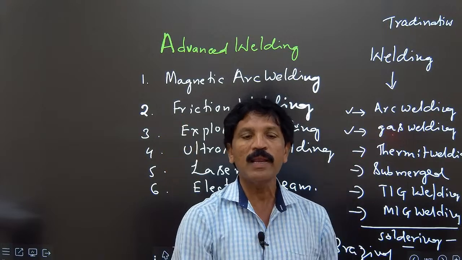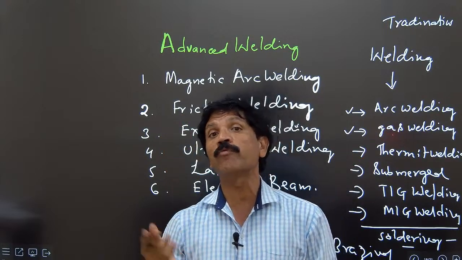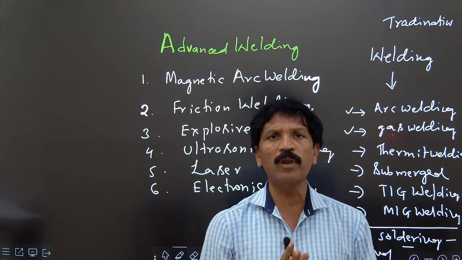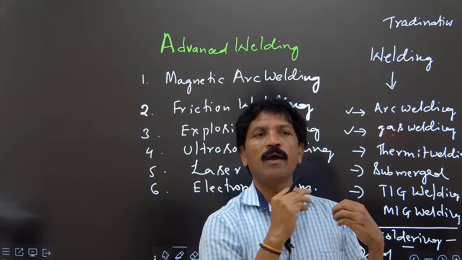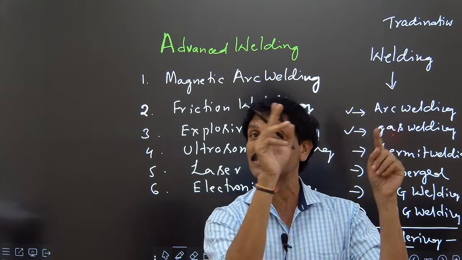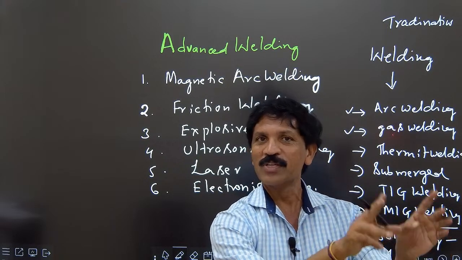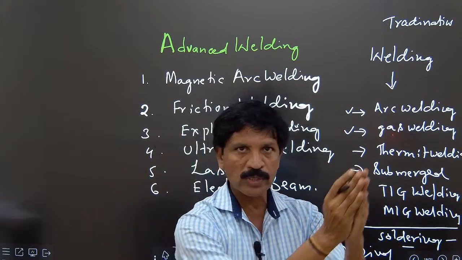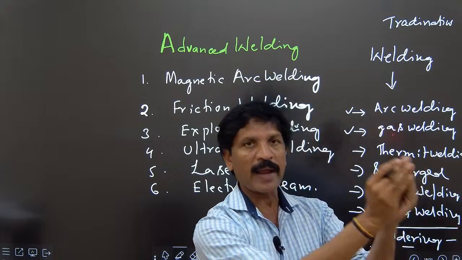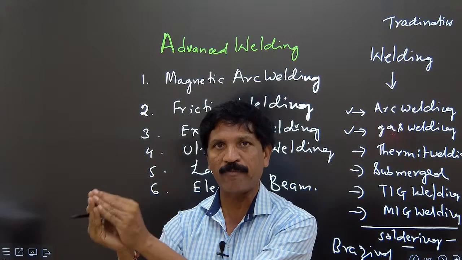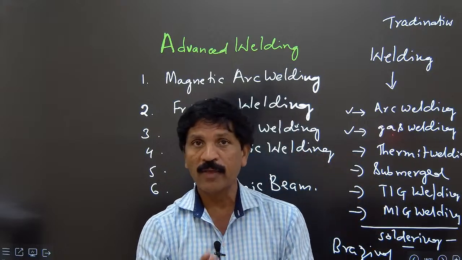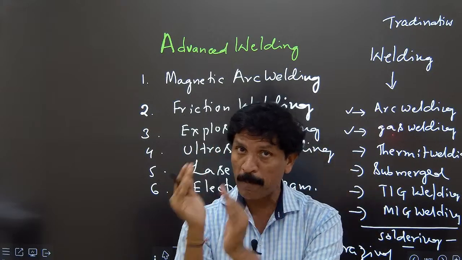Similarly, what kind of electrode is suitable for what kind of metal? For example, if I want to weld iron sheets, the electrode is also of the same family. Whatever the parent material is, the electrode uses the same kind of material. If it is iron, the electrode is also iron. If it is mild steel, the electrode is also mild steel.